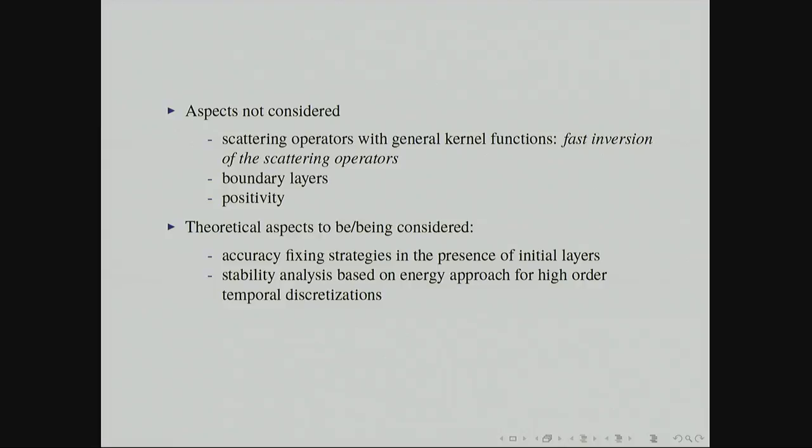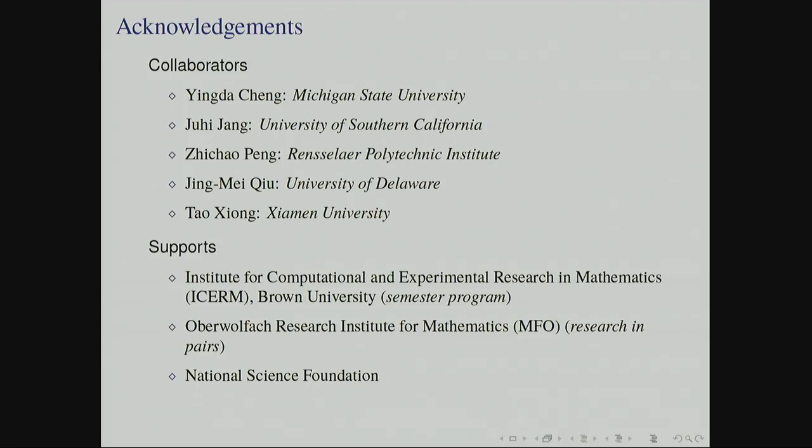And in the end, I want to mention my collaborators. This work involves Yingda Cheng from Michigan State University. Zhu Hijiang is a PhD student at the University of Southern California. Zhi Chaopeng is my current third year PhD student at RPI. He did all this initial fix, initial layer, and overcame the parabolic time step condition. And Jing Meiqiu from the University of Delaware and Tao Xiong from Xiamen University, China. I also want to thank all the support from the Mass Institute and the NSF. Thank you.